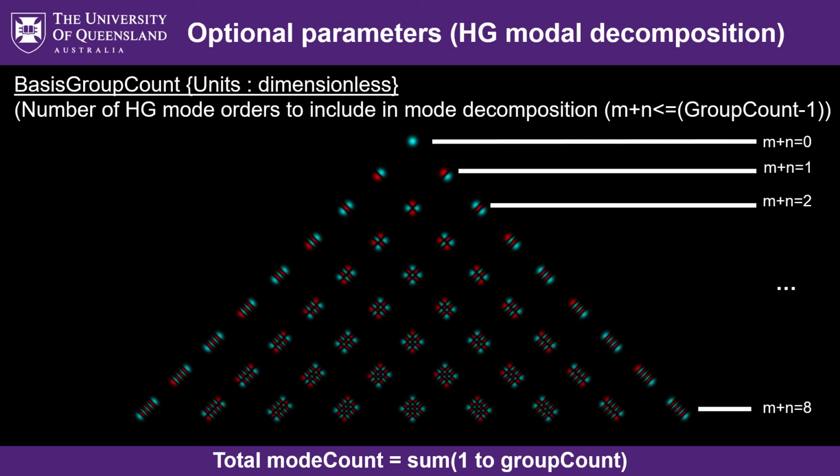As you keep including more orders, you'll keep including more layers in this pyramid here, starting from the top, working down. Basis group count of 0 will turn off modal decomposition altogether. Setting it to 9 would work out to give you the total of 45 Hermite-Gaussian modes corresponding to the modes we're looking at here. This number you have to specify yourself, it won't be guessed for you.